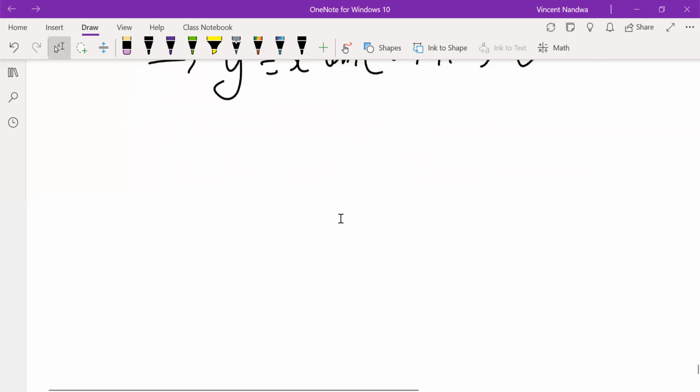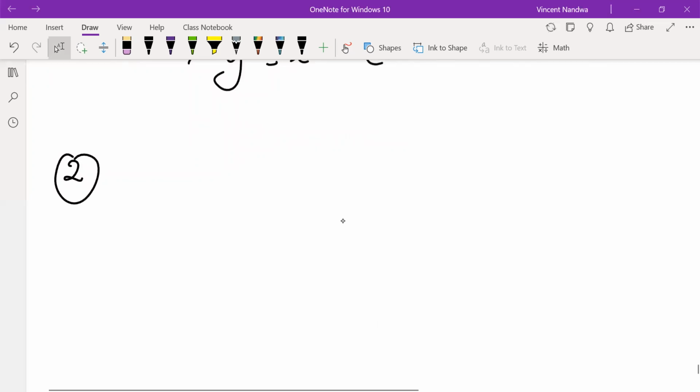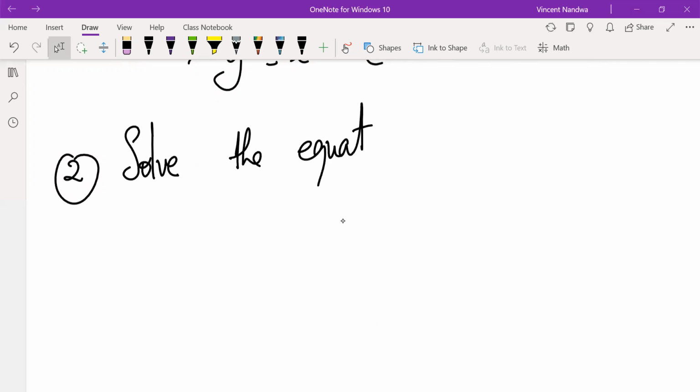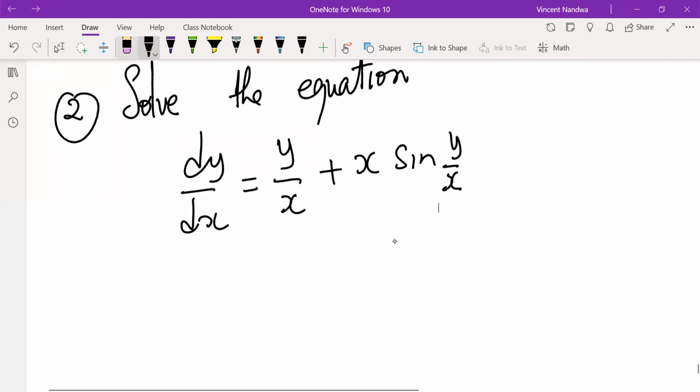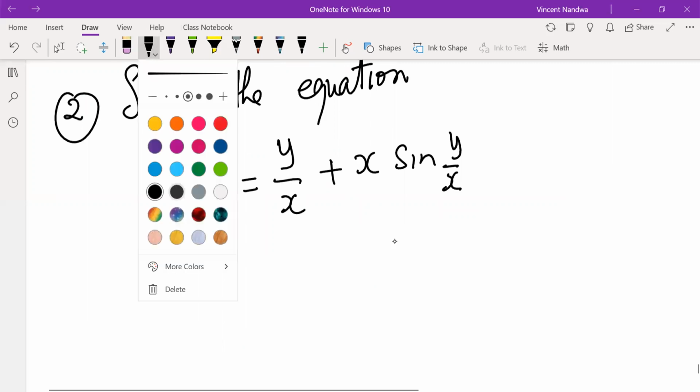Another question. Solve the equation dy/dx equals y over x plus x sine of y over x. Now this equation suggests that we need to do some fixing to enable us solve it.